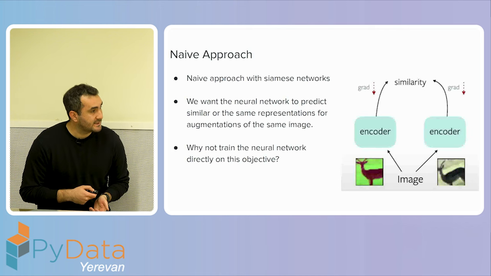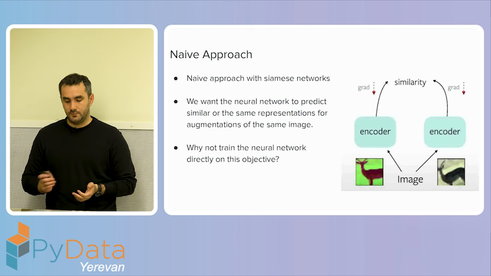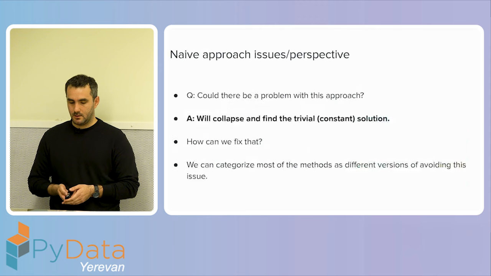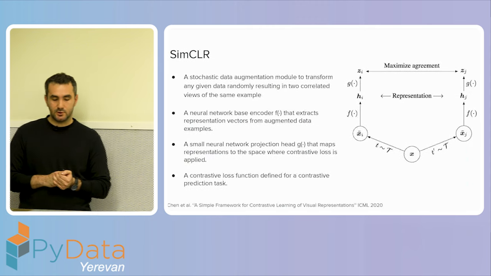By the way, this is called a Siamese network. We'll see it a few more times during this talk. Okay, so the first approach is called SimCLR.